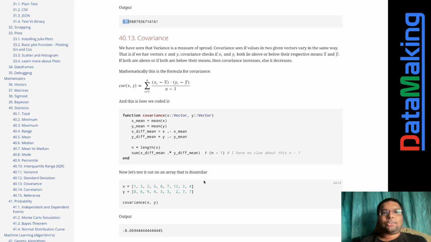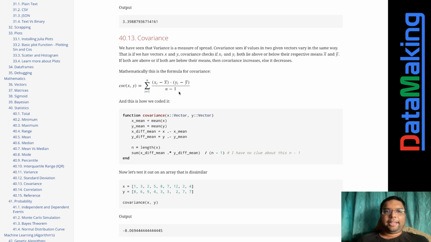That is called covariance, and it is defined by this formula: the sum from i equals 1 to n of (x minus x bar)(y minus y bar), divided by n minus 1.